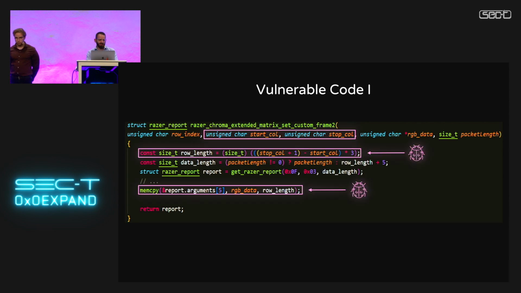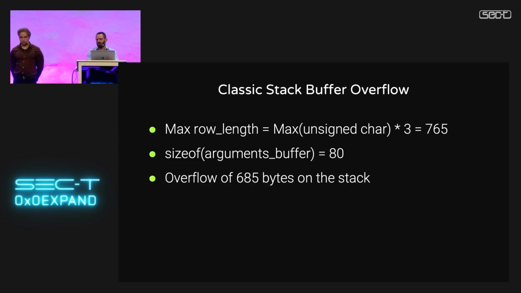So a good place to look is the memcpy instruction. And we also need to know, I didn't tell you, that the report argument buffer is 80 bytes in length. Now, there is the third parameter of the memcpy instruction, the row length. And the row length is being calculated as stop column plus 1 minus start column, times 3. And you're probably familiar that the max size of an unsigned char is 255, 2 to the power of 8 minus 1. And while multiplying it by 3, we get the value of 765.